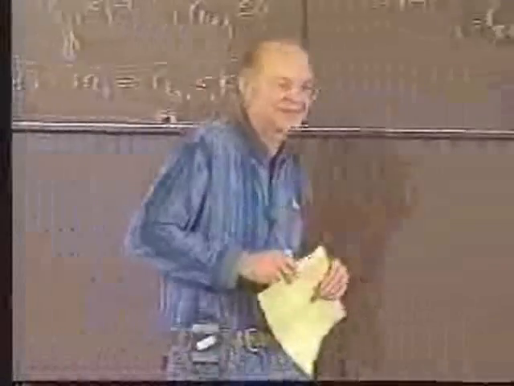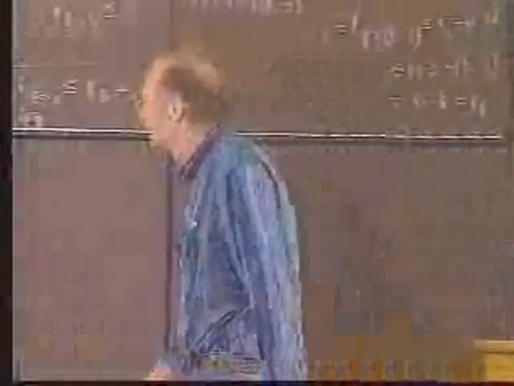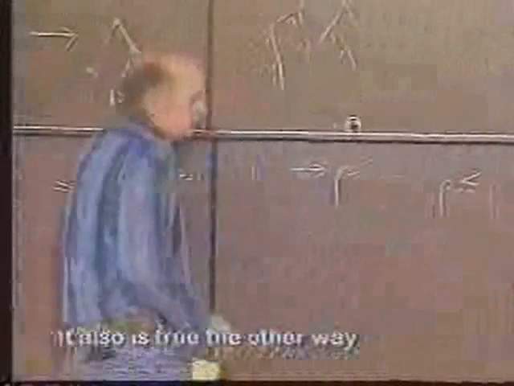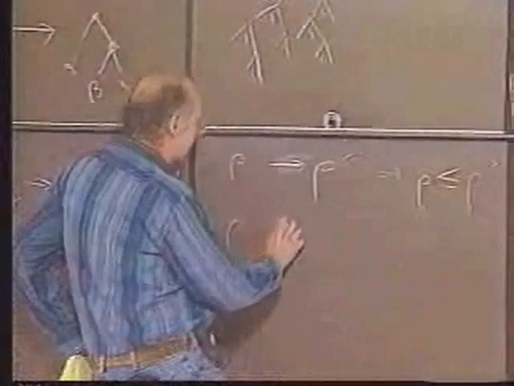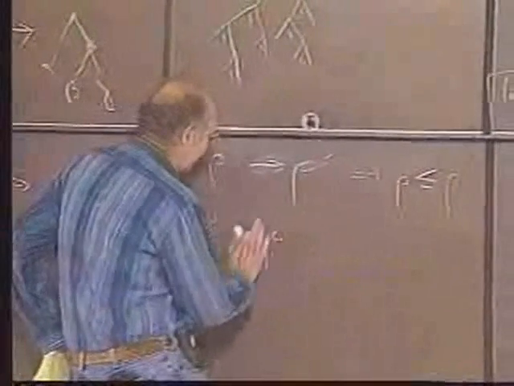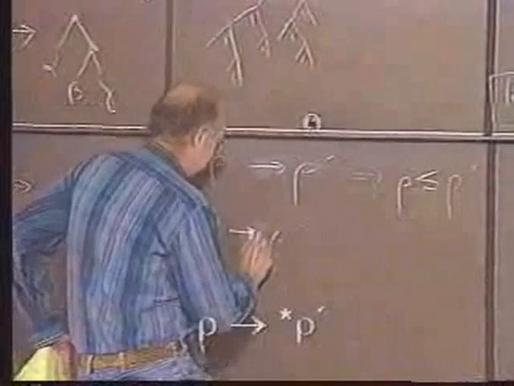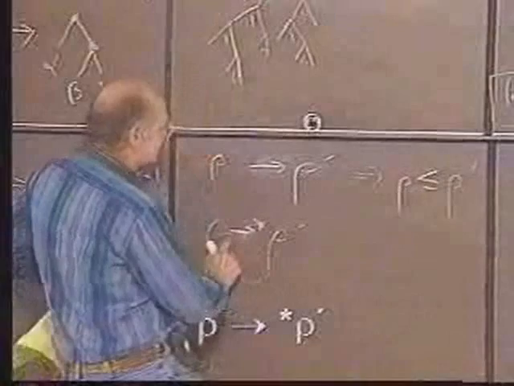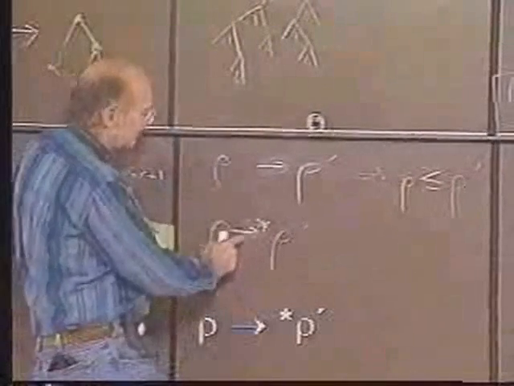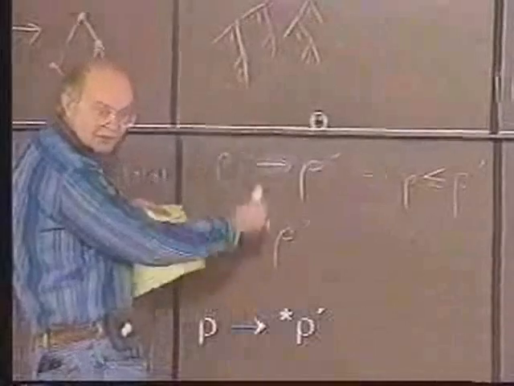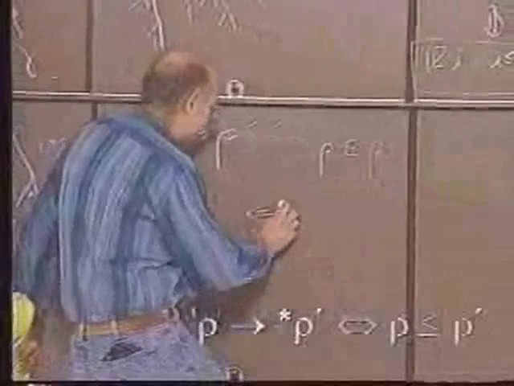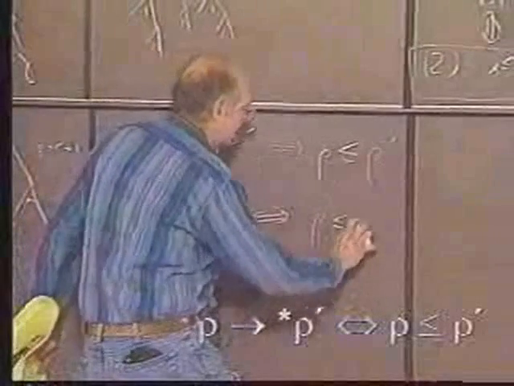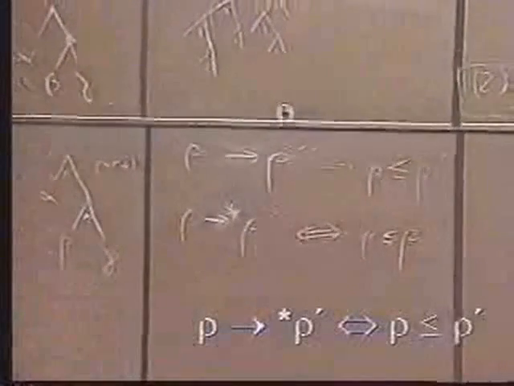Now the beautiful thing, and otherwise I wouldn't have given this talk, is that it also is true the other way. In other words, rho is less than or equal to rho prime, or let's say rho rotates with a star in here, a star meaning that I apply a rotation zero times, one time, two times, any number of times, if and only if rho is component-wise less than rho prime when I read the numbers.